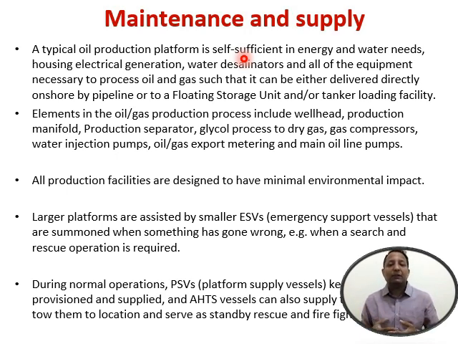Then all production facilities are designed to have the minimum environmental impact. This is also where we are going to cover deeply in our course, how the impact on the environment takes place in HVAC. And larger platforms are supported by smaller ESVs, that is emergency support vessels, because there has to be a support vessel in case something happens to the platform, and there should be an evacuation plan. So emergency vessels are also there to support the main structural platforms, so the rescue operation can take place very efficiently.